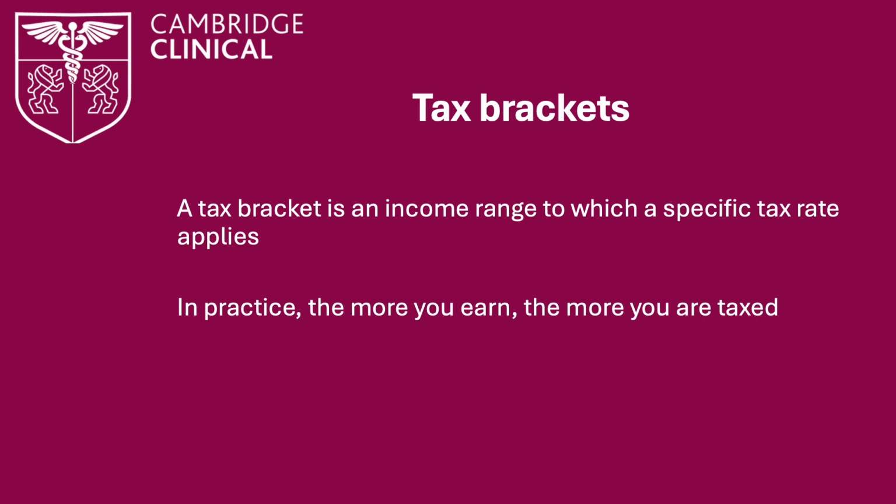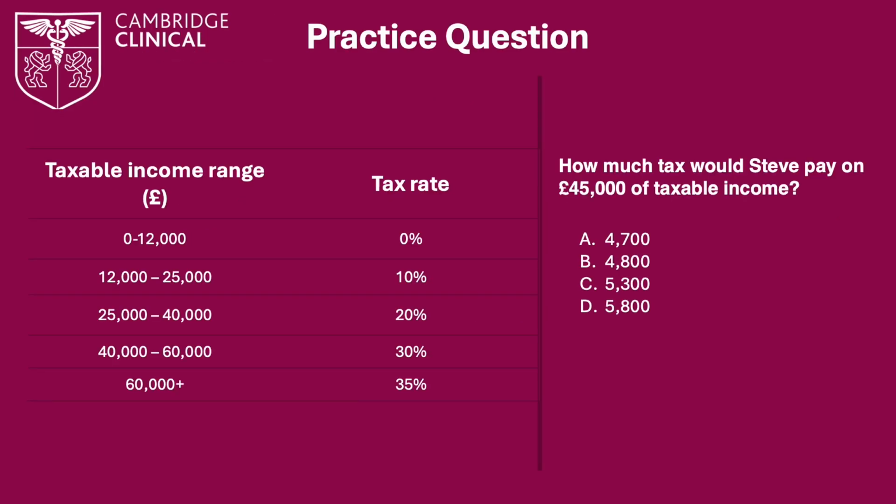A tax bracket is an income range to which a specific tax rate applies. The tax brackets in the UCAT are not flat, but rather progressive. This means that the more you earn, the more you are taxed. Let's use this practice question to understand this concept. Pause the video to attempt the question and resume when you're ready.